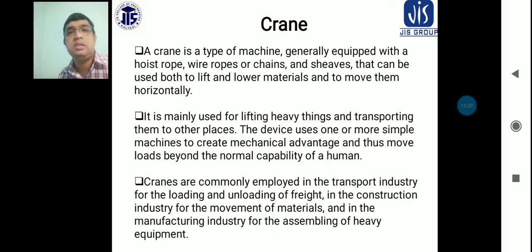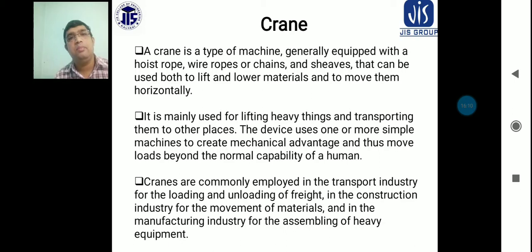Another one considered here is the crane. A crane is a type of machine generally equipped with hoist ropes, wire ropes or chains, and sheaves that can be used both to lift and lower materials and to move them horizontally. Basically, this is the crane. The crane is used for different types of materials, for movement upward or downward, as well as horizontal movements, as you can see.